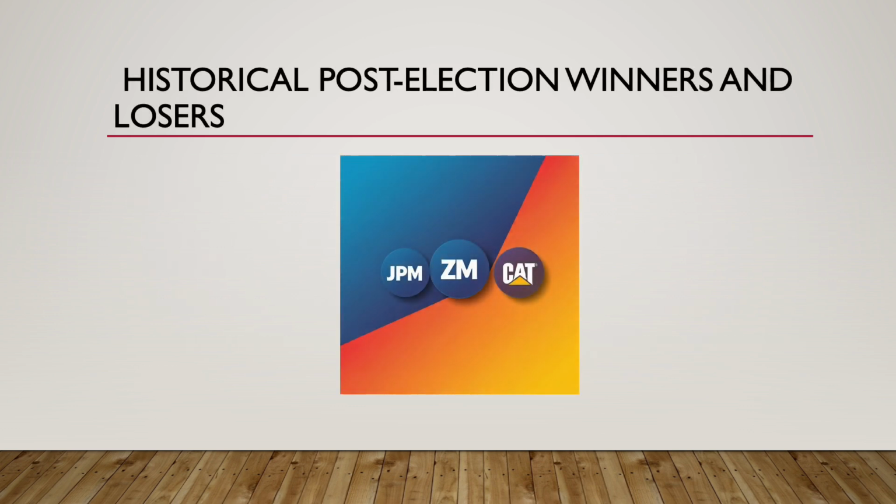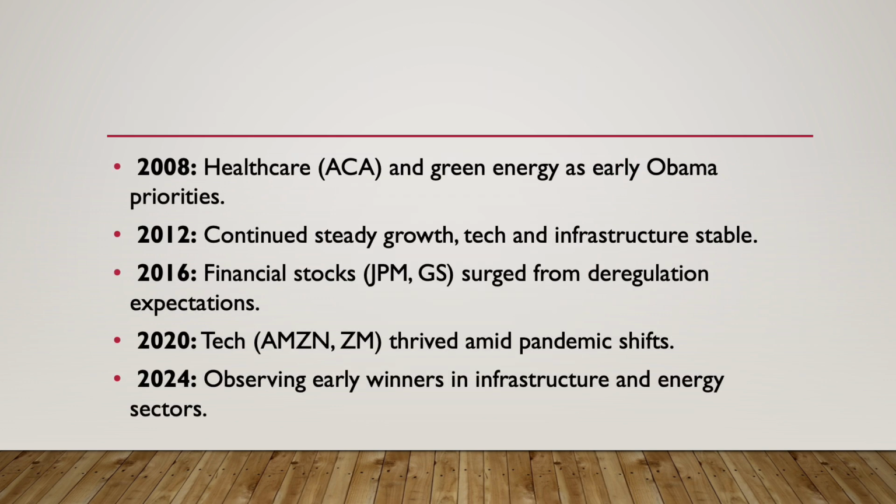Historical post-election winners and losers. 2008, healthcare, ACA, and green energy as early Obama priorities. 2012, continued steady growth, tech and infrastructure are stable. 2016, financial stocks like JPM and Goldman Sachs surged from deregulation expectations. And through 2020, tech like Amazon and Zoom thrived amid pandemic shifts. And then as of this year, observing early winners in infrastructure and energy sectors.